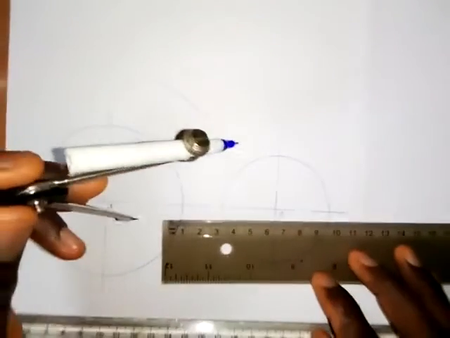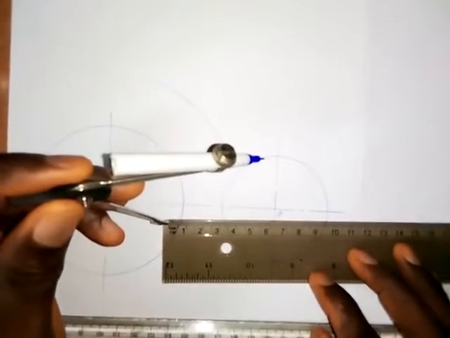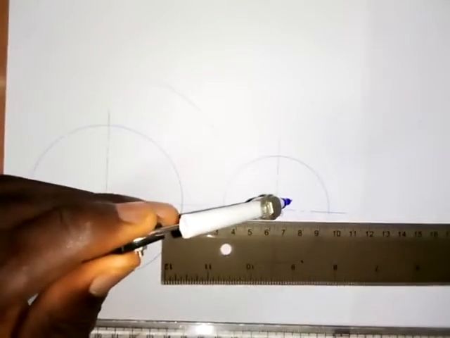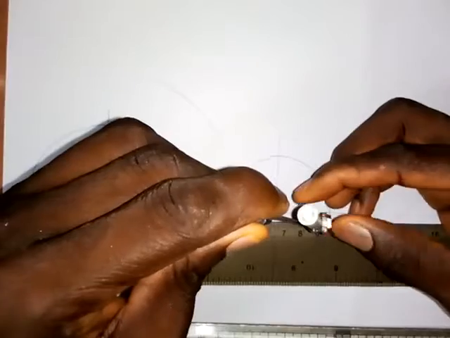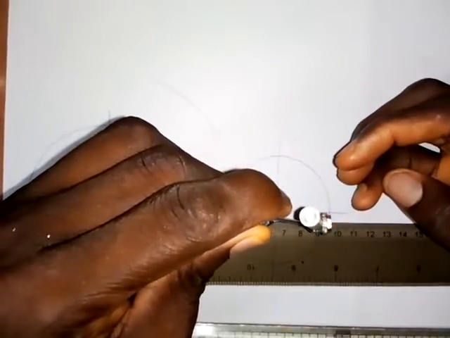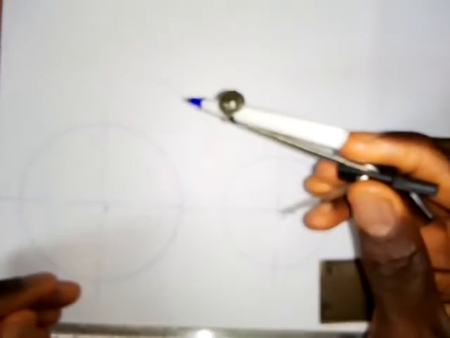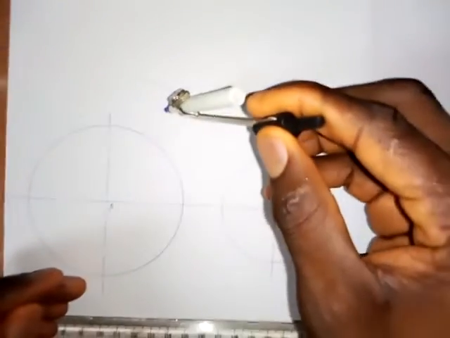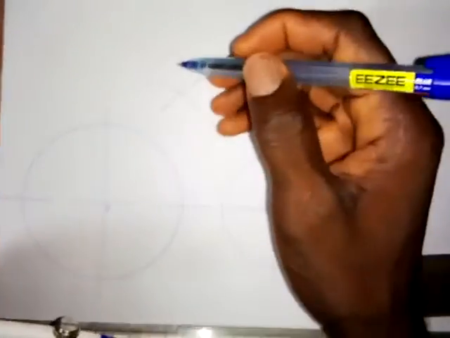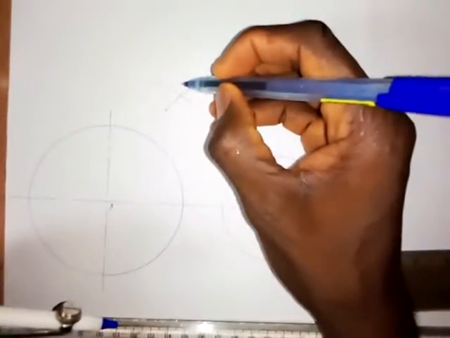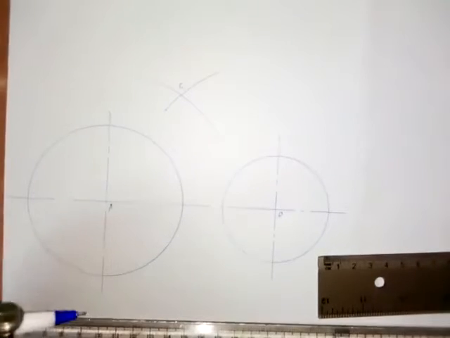Next, 120 minus 32 is 88. So I will take 88 mm on my ruler, put it at center B, and draw an arc. The point where they intersect, let's call it C.